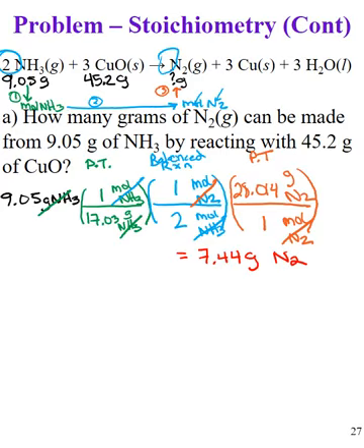Okay, remember, this is just one part of the problem. This is only for 9.05 grams of NH3. So we found that with that many grams of NH3, we could get a total of 7.44 grams of N2. Now what we must do is the same process, only looking at 45.2 grams of copper(II) oxide. So let's do that.